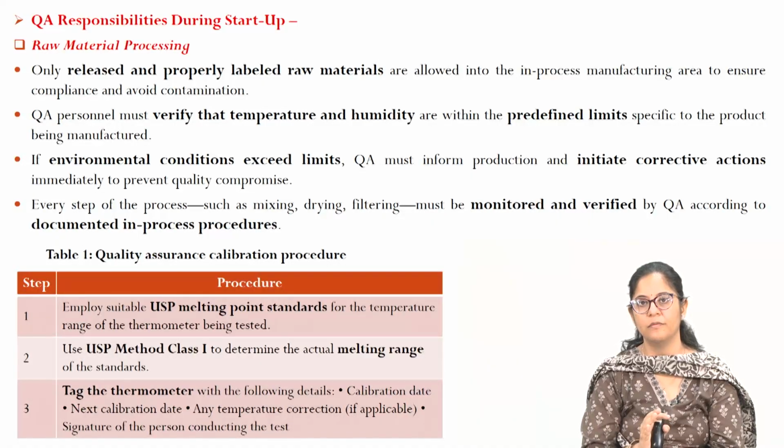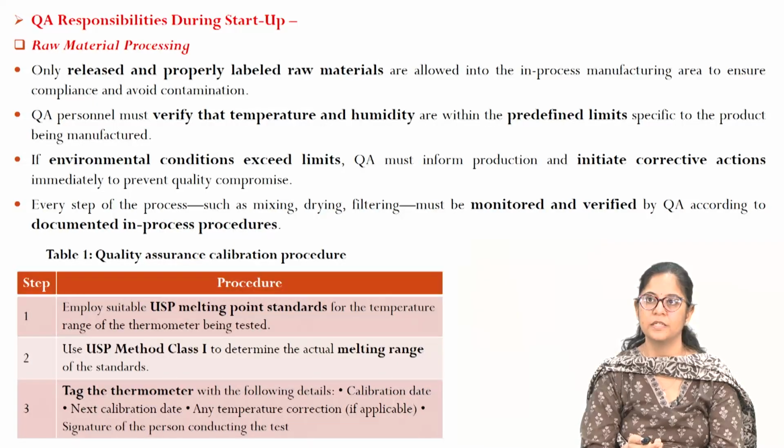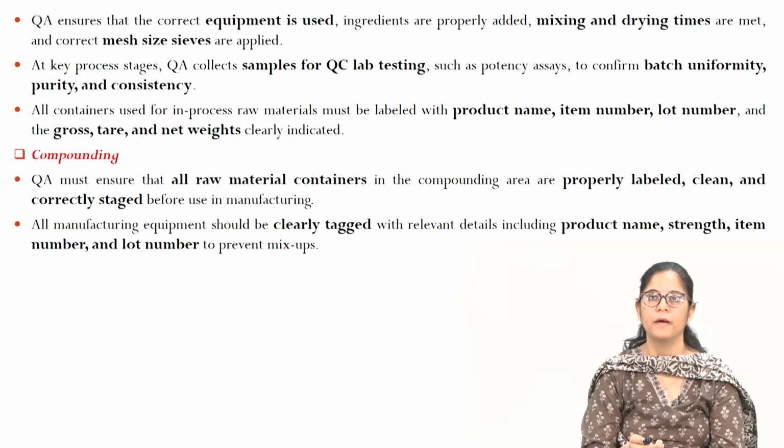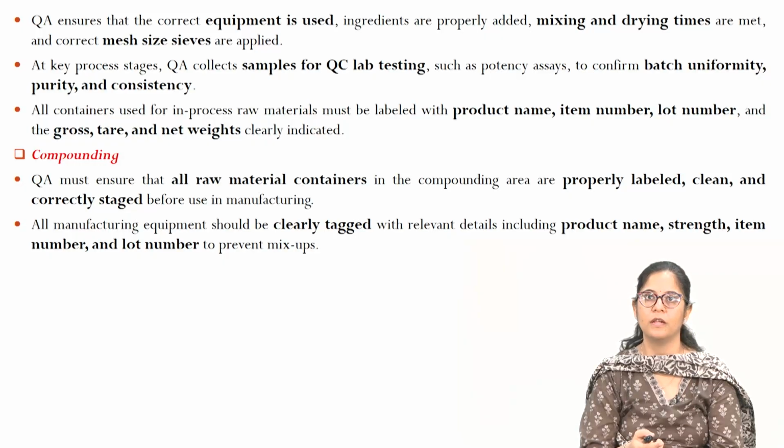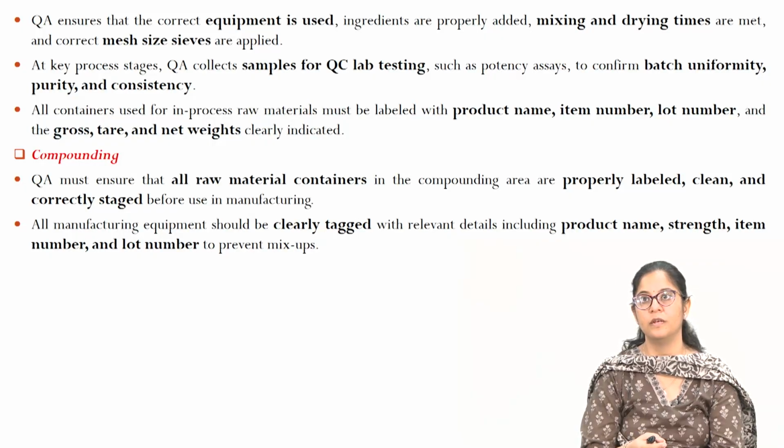Also, the calibration process must be done for various kinds of major and minor equipments. Then the QA ensures that the correct equipment is used, ingredients are properly added in the proper sequence, mixing and drying times are met, and correct mesh sizes are applied.